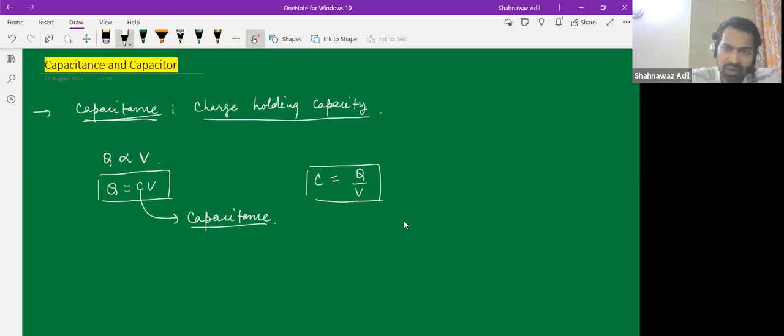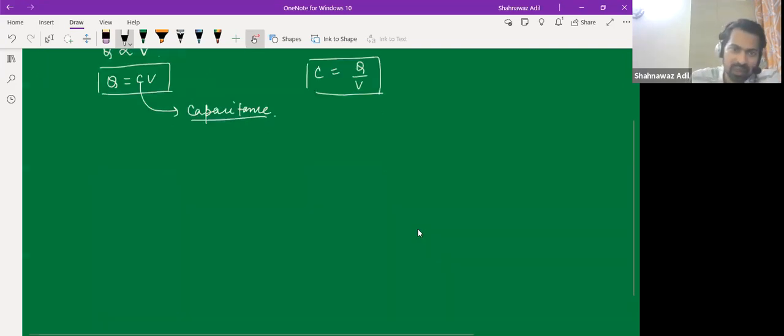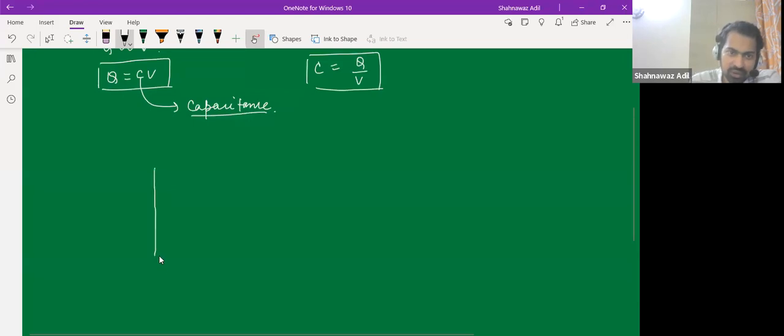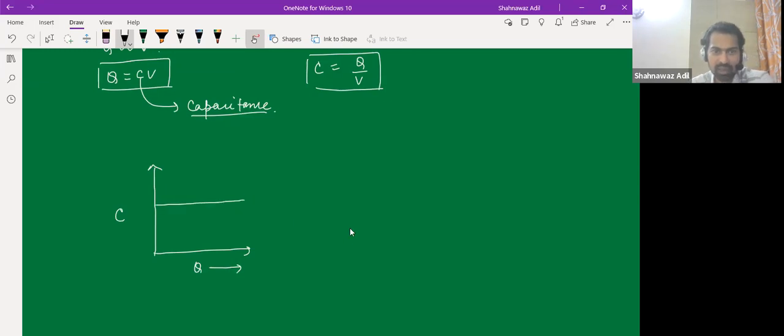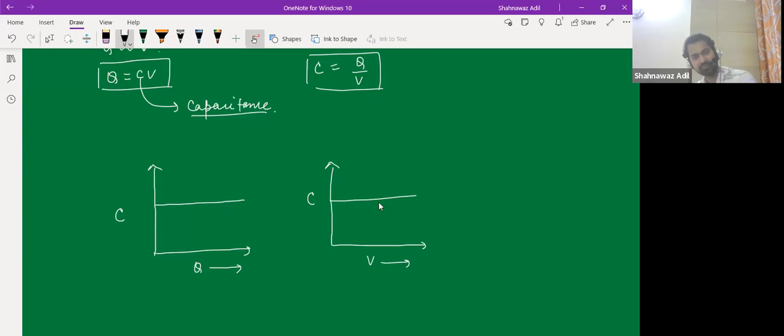If I draw the plots, in this way charge is increasing and the capacitance would be a parallel line. And if we have the voltage increasing, again the capacitance would be a parallel line. So what does this parallel line signify, guys?